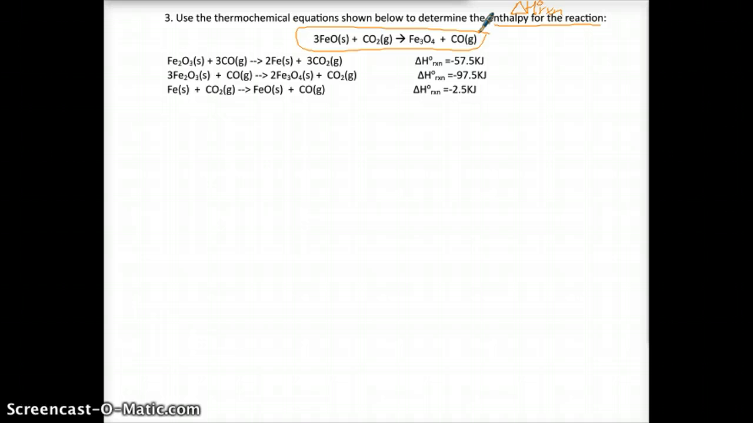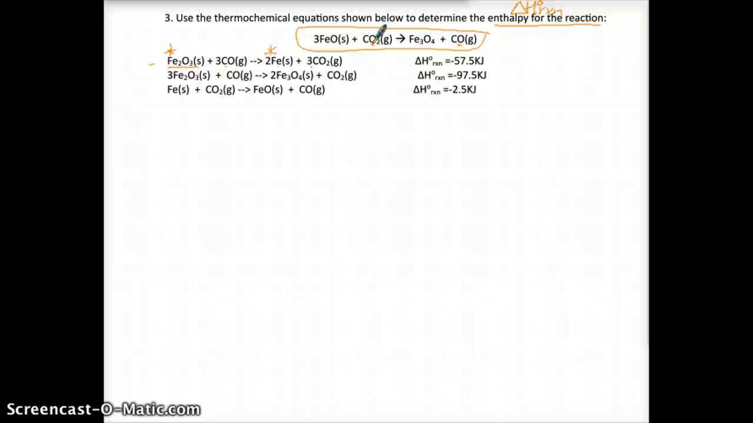So, first thing, let's look for any intermediates. Are there any compounds in these steps that don't show up in the overall reaction? Well, let's just go with the first one. Fe2O3. Yep, I don't see that there. That's an intermediate. That's one I'm going to need to cancel. So I'm going to make a little note of it. CO, that's on the product side. Fe, oh, that's also an intermediate. It's going to need to cancel. 3 CO2s. Oh, that's here on the reactant side.